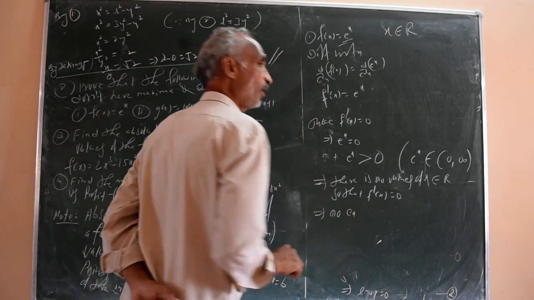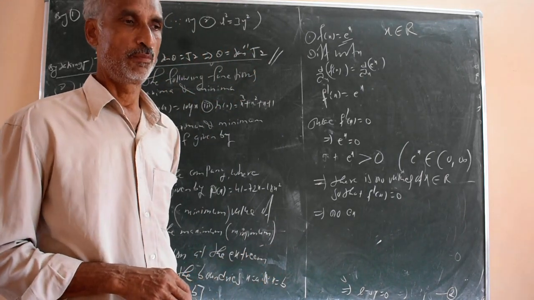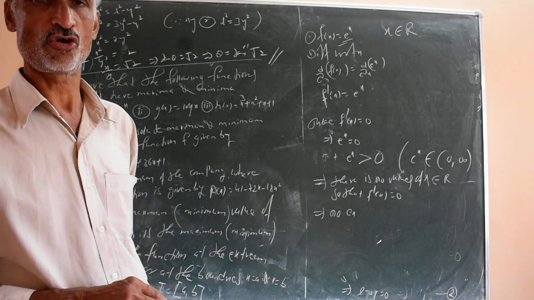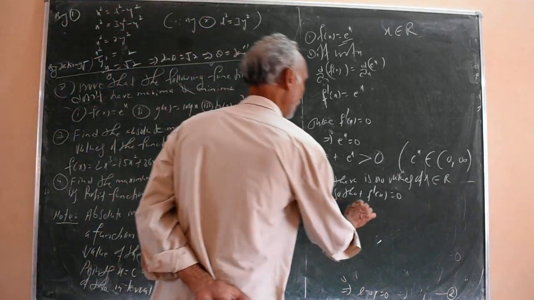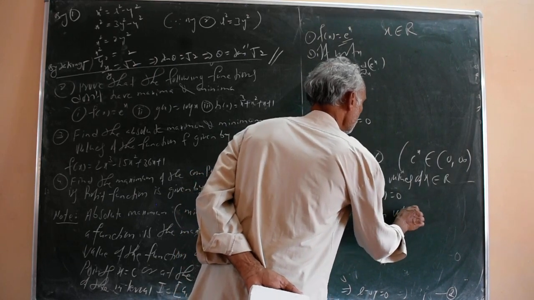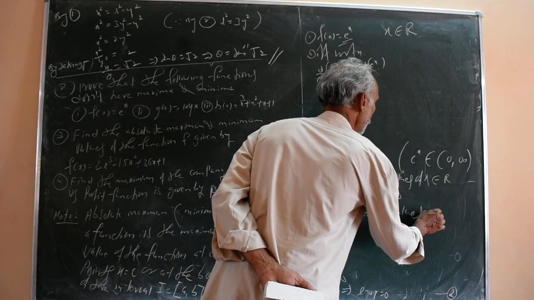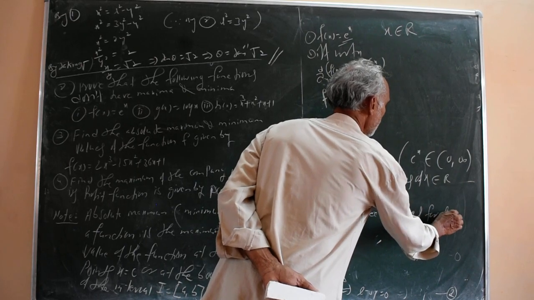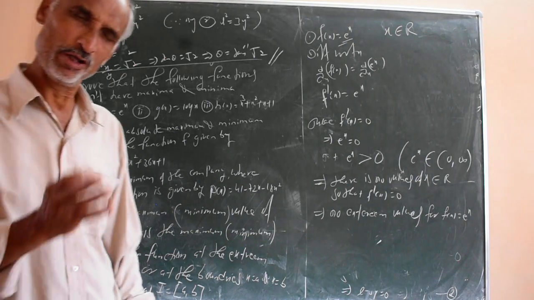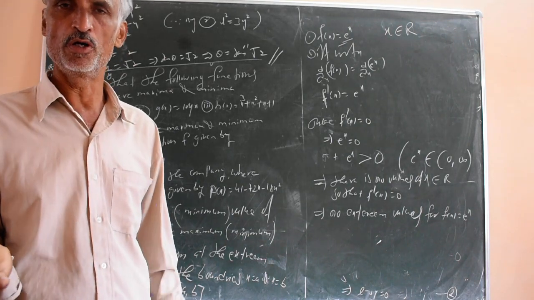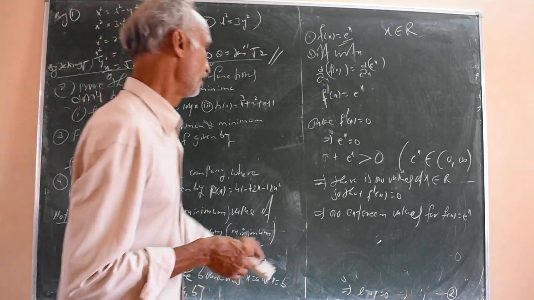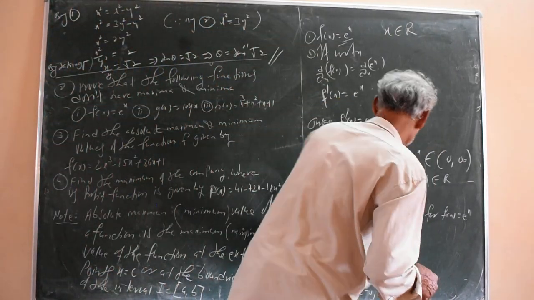By taking f dash of x equal to 0, you get x equals c, and that c is called the extreme value. No extreme values for f of x equals e raised to x. At the extreme values only the function will be maximum or minimum. Since there are none, there is no maximum or minimum. Therefore there is no maxima and minima.